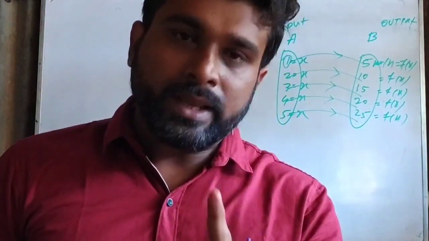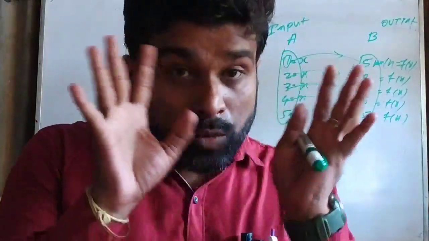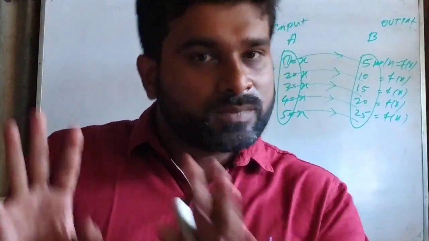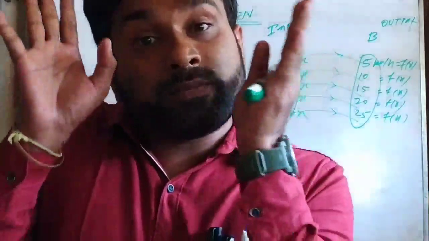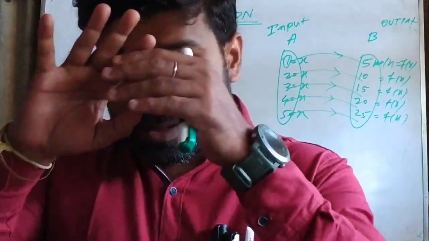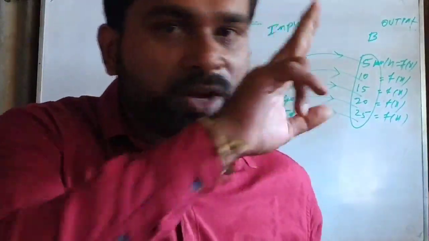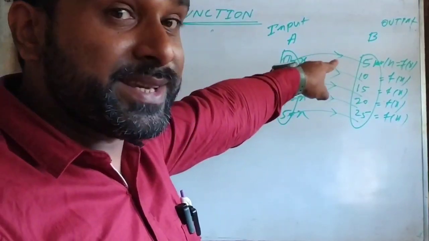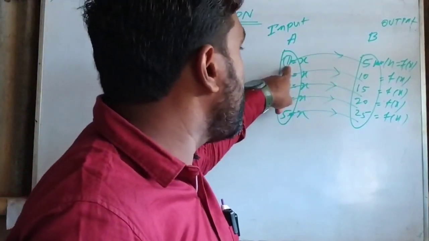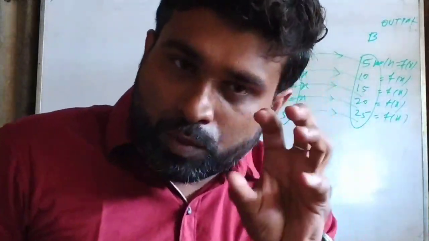In function mapping, the output will be unique. Okay, so when the output will be unique, then this mapping is called the function mapping. When the output will be different, that means there will be multiple outputs, then this mapping is called relation mapping. Remember this thing. Here you can see output is single here, is unique here. For one input, one output. One input, one output. Actually this output will be unique.